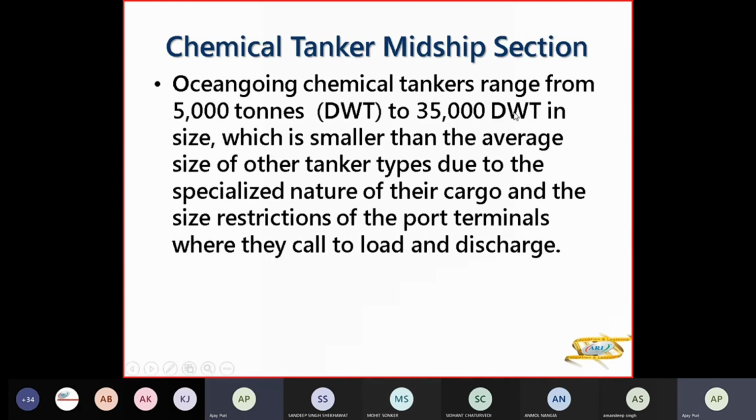So ocean going chemical tankers range from 5,000 to 35,000 tonnes, which is smaller than average tankers, and these are parcel carriers which can carry various parcels in various tanks. So subdivision is quite large in this. You might have as much as 40 tanks, 40-45 tanks are possible. 40 tanks means 40 Framo pumps will be there. Every tank will have a separate manifold, port and starboard. Every tank will have 2 PV valves. So that many attachments will be there on your ship.